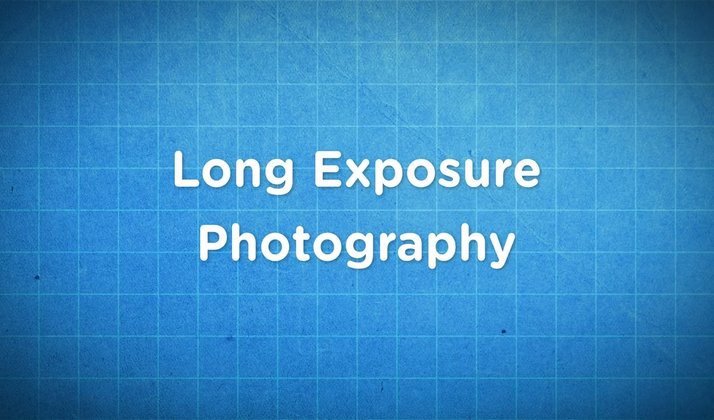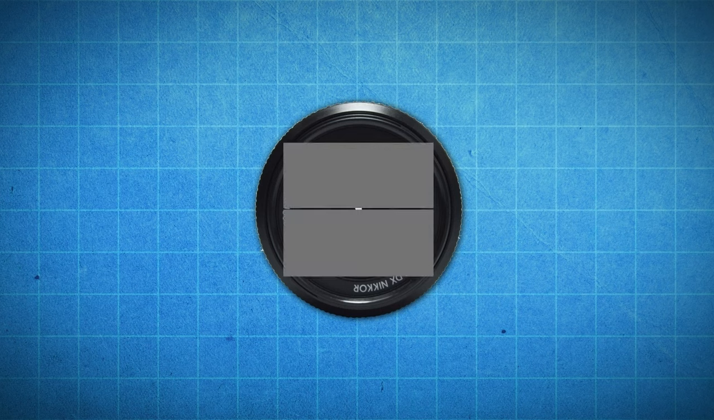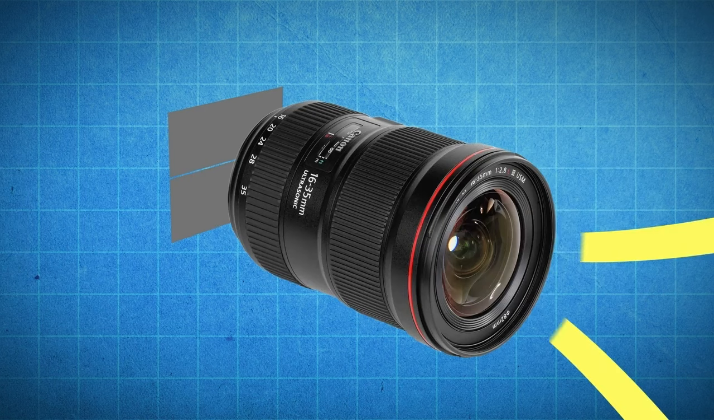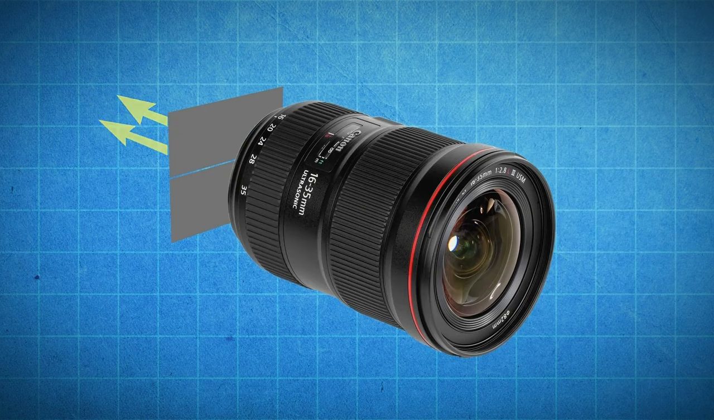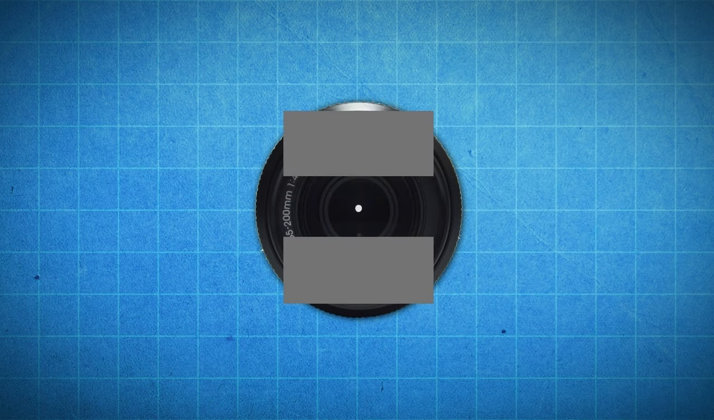Long exposure photography. First, what is it? Well, any camera, whether it's the one on your phone or any other digital or film camera, has what's called a shutter inside it. And when you take a photo, the shutter opens for a split second and then closes. And this allows light to pass through the lens and expose your image. So long exposure photography is when the shutter stays open for a longer period of time.